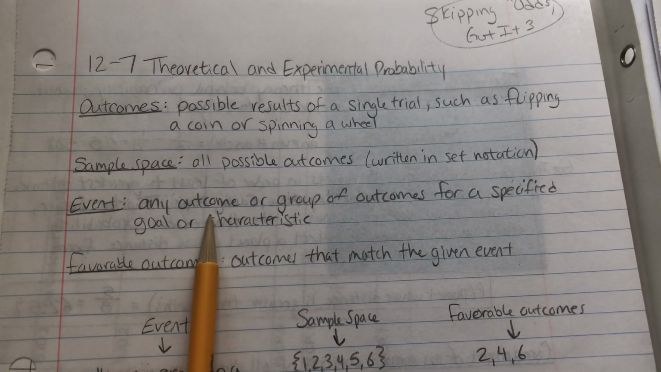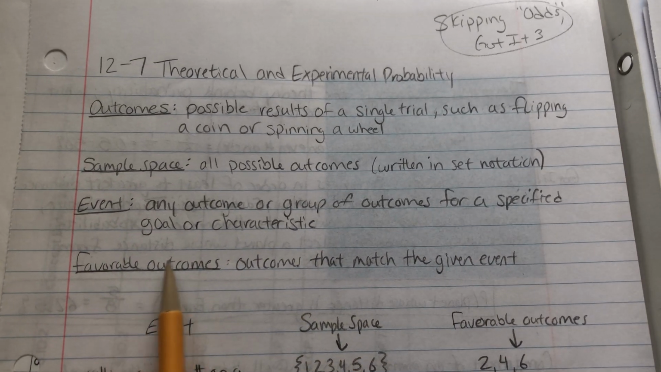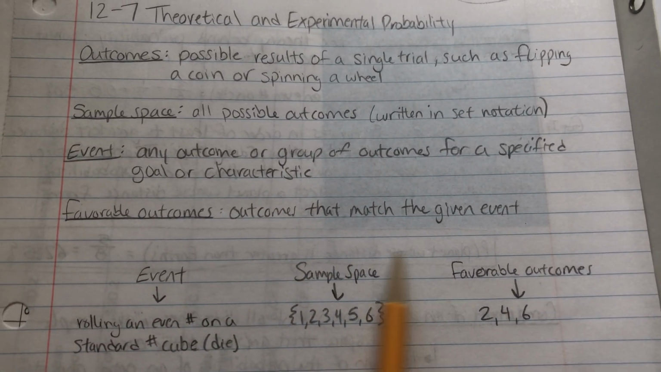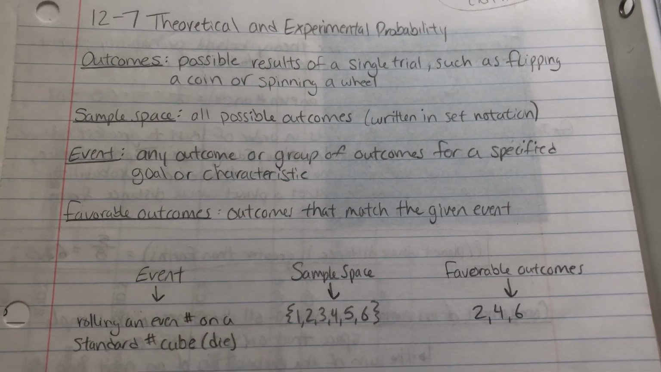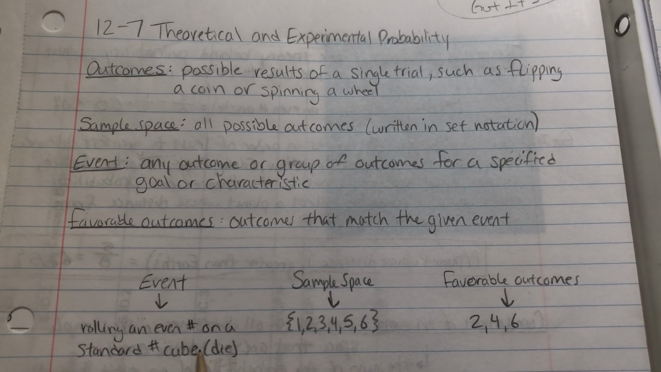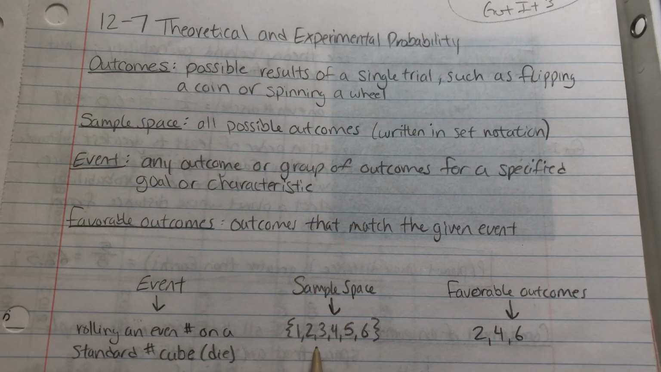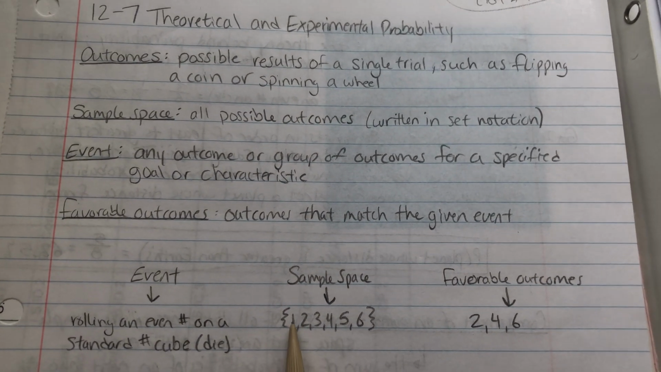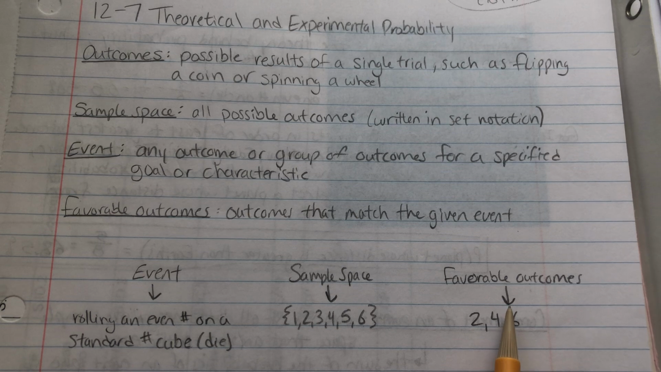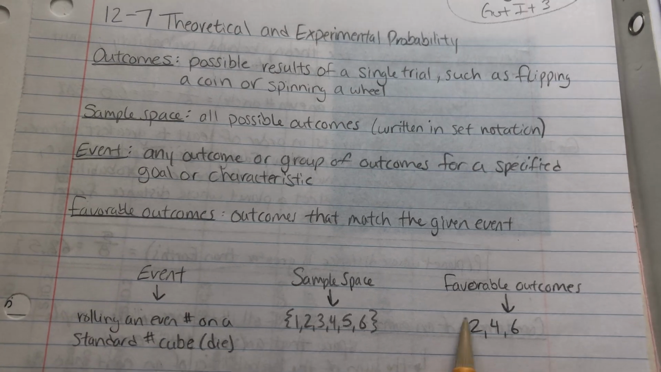The event is any outcome or group of outcomes for a specified goal or characteristic. And then your favorable outcomes are the outcomes that match that given event. So they all work together. So here we have the event that if we roll a standard number cube or a die, the event is that we roll an even. Our sample space includes all of the outcomes or possible results of rolling a number cube once. Those outcomes would be 1, 2, 3, 4, 5, and 6. The favorable outcomes are the outcomes within the sample space that satisfy the event, so 2, 4, and 6.